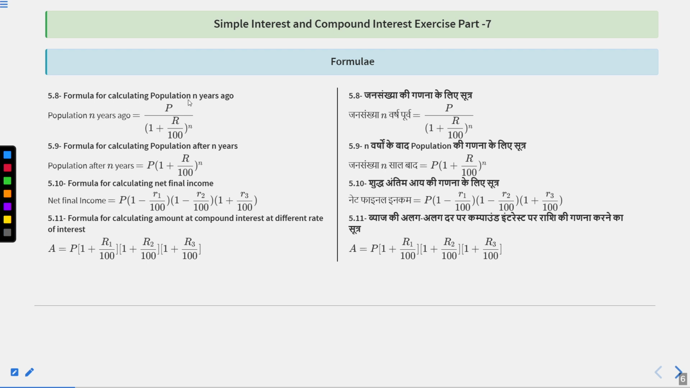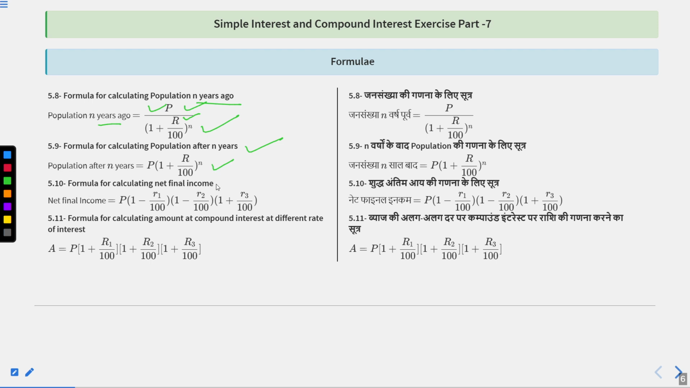Formula for calculating population n years ago. So the formula will become P upon 1 plus R upon 100 to the power n. P represents the population, R represents the rate at which the population is increasing and n represents the number of years. So formula for calculating population after n years will become P into 1 plus R upon 100 to the power n.